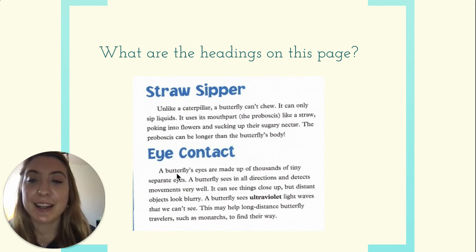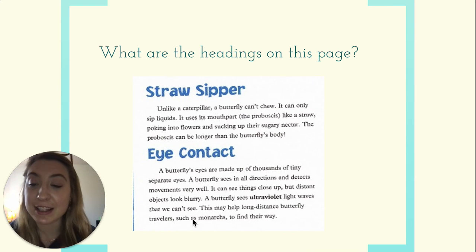And eye contact: a butterfly's eyes are made up of thousands of tiny separate eyes. A butterfly can see in all directions and detects movement very well. It can see things close up, but distant objects look blurry. A butterfly sees ultraviolet light waves that we can't see. This may help long-distance butterfly travelers, such as monarchs, to find their way. So, just like our heading said, they're talking about butterflies and their eyes and how they can see. So remember, our heading is going to show what the topic of the paragraph below is.